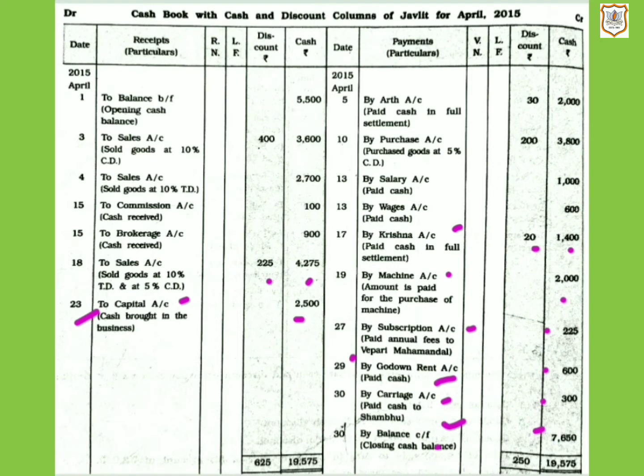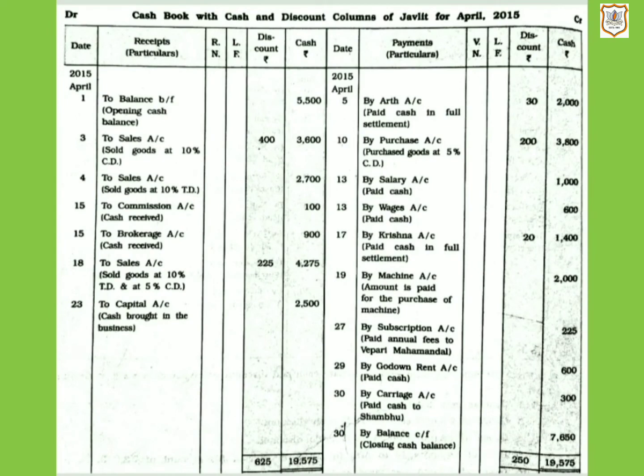7,650. And as total of receipt side is always more, the bigger total we will write on both the sides, that is 19,575, which we will record on both the sides.